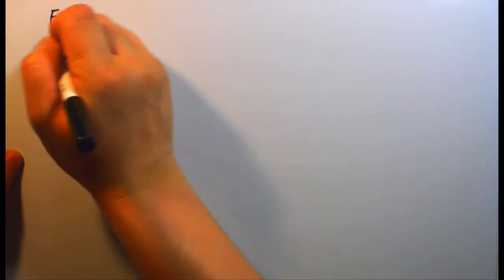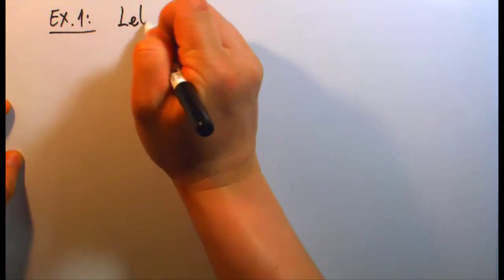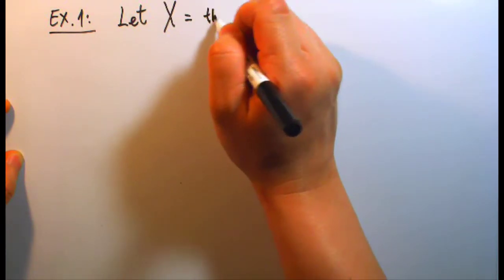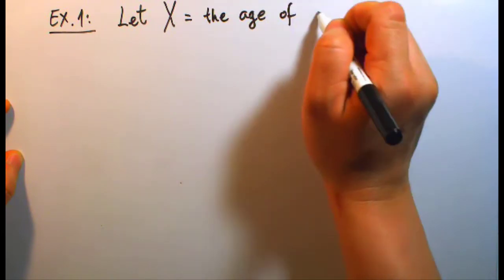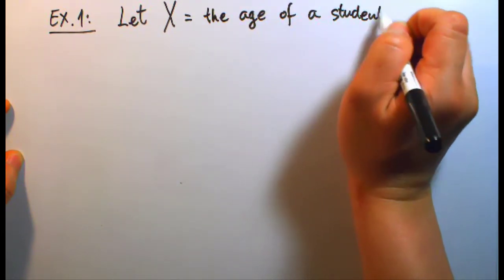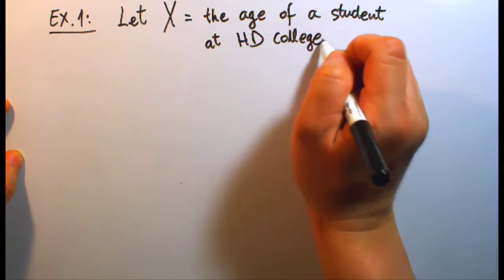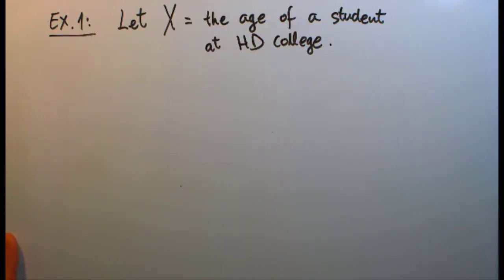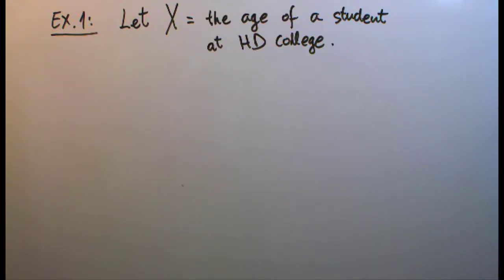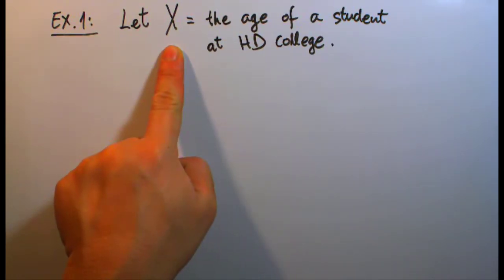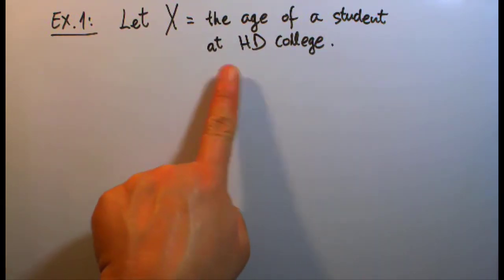Okay, so we are now ready to work with our example 1 right here about random variable and how random variable plays an important part in working with population data. So I'm going to start out with saying, how about let x represent the age of a student at HD college. Before I proceed any further, think about it a little bit: the random variable x represents the age of a student going to college at HD college.